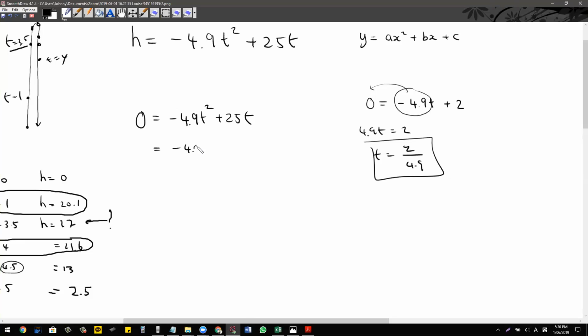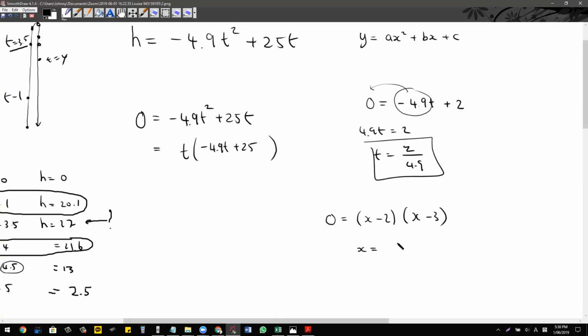This is negative 4.9t. You just pull out, you just factorize t, and then you make a bracket: negative 4.9t plus 25. All right. Yeah. So let me give you another question. If you have 0 equals (x minus 2)(x minus 3), what's the value of x?